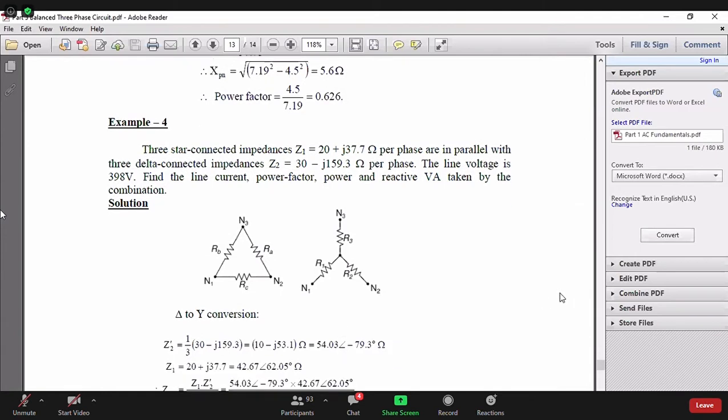Then example 4. Again, I give you 30 seconds. Please read the 3 lines.